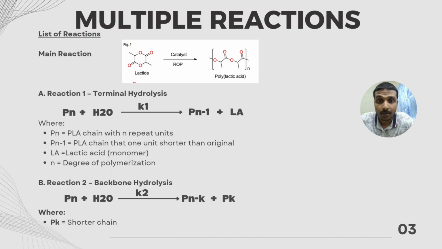Okay, next we get into the multiple reactions. During processing and use of PLA, there are several reactions that occur. Here is the list of reactions. These are the main reaction, and next are the side reactions, which are terminal hydrolysis first.